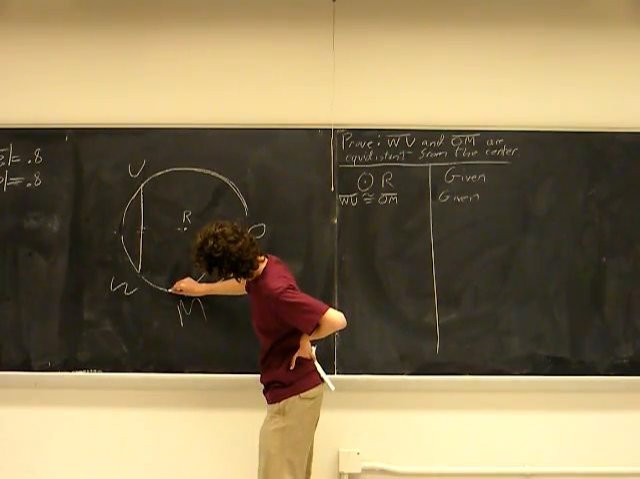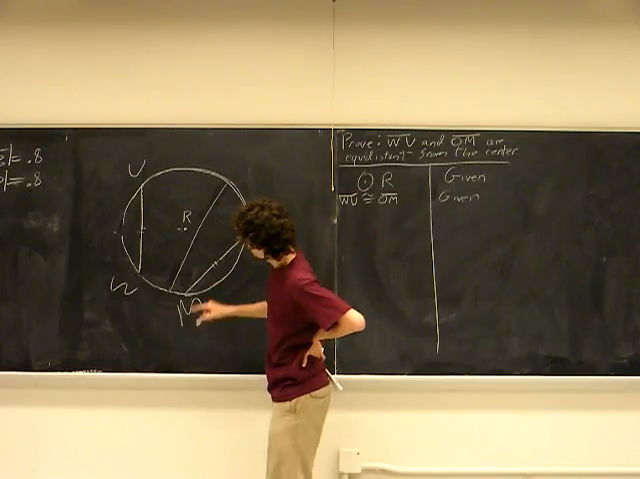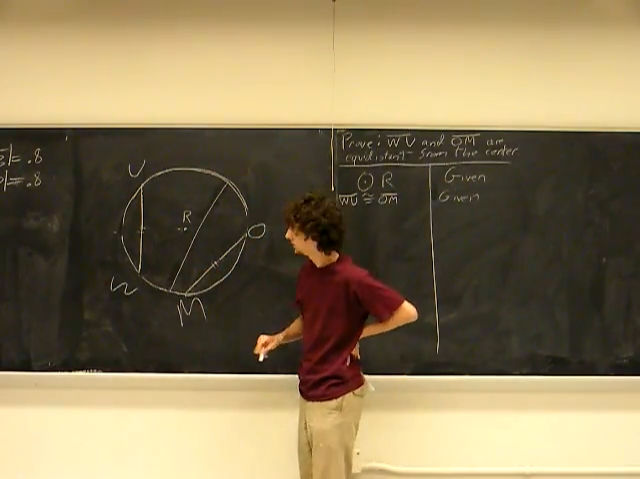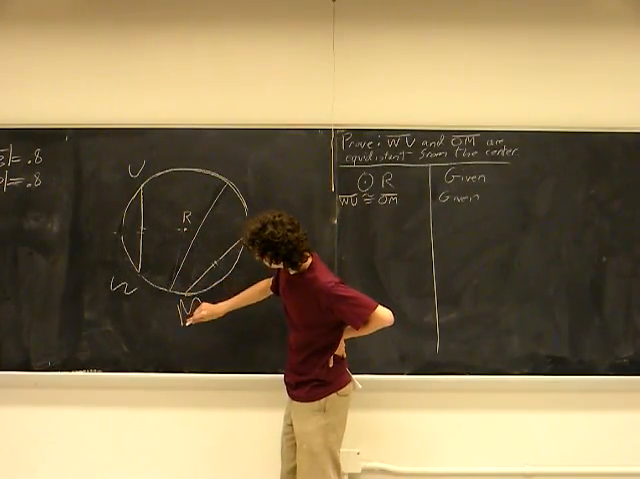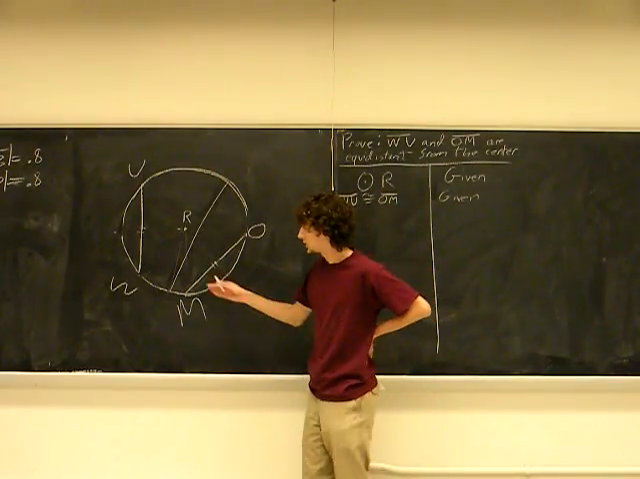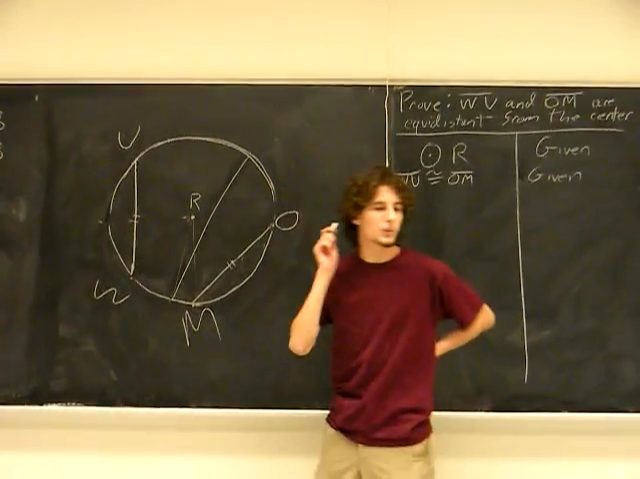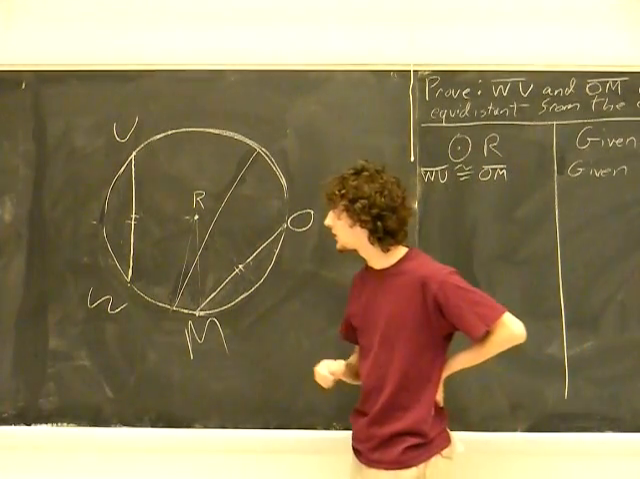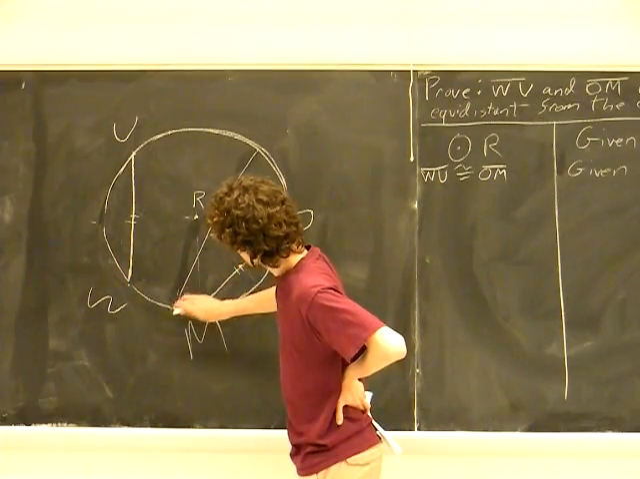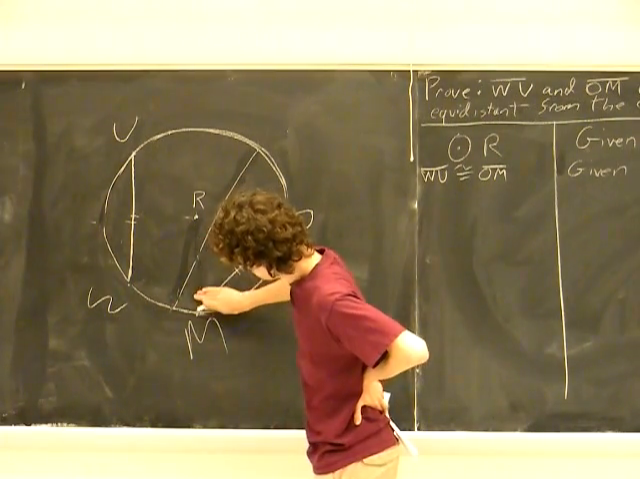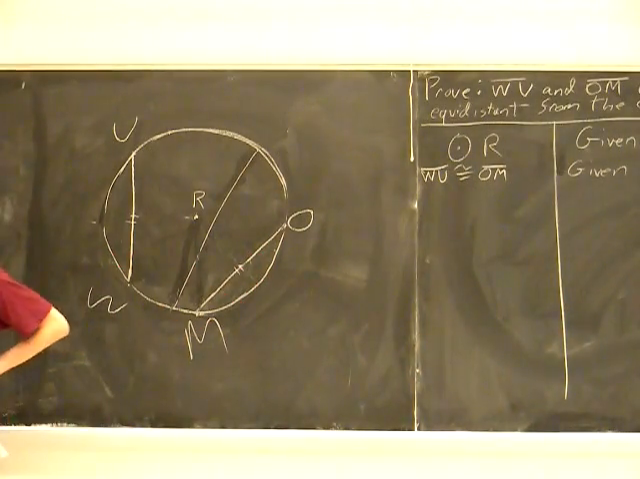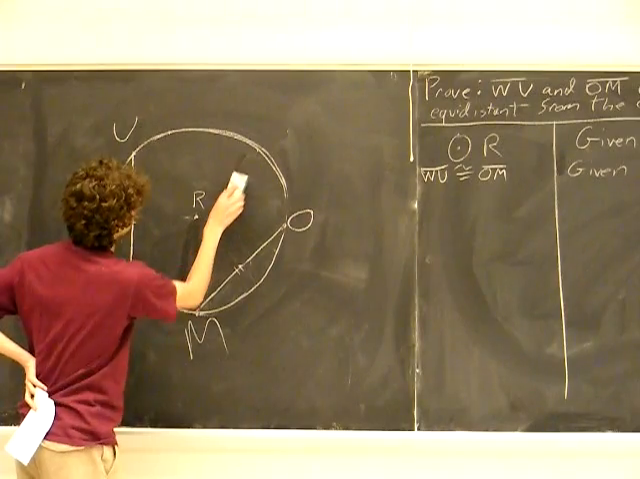Because I could have a chord right here, which is clearly not the same length. But this distance and that distance are the same. They're both radii. We know that all radii within the same circle, or congruent circles, are the same distance. That's basically by definition. So clearly that measure of distance is the wrong one. What other ways can we measure this?